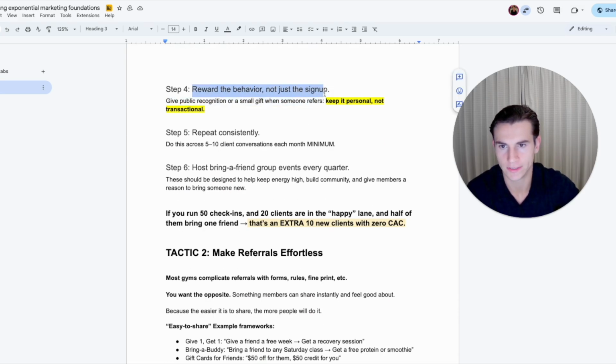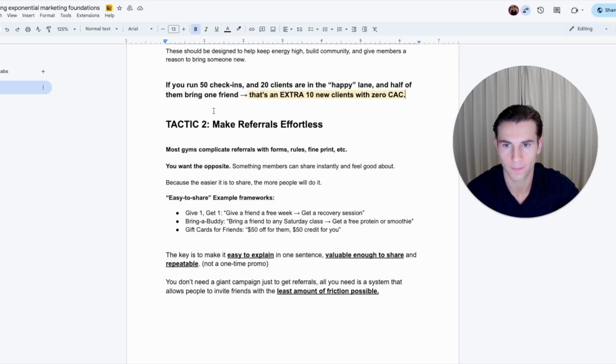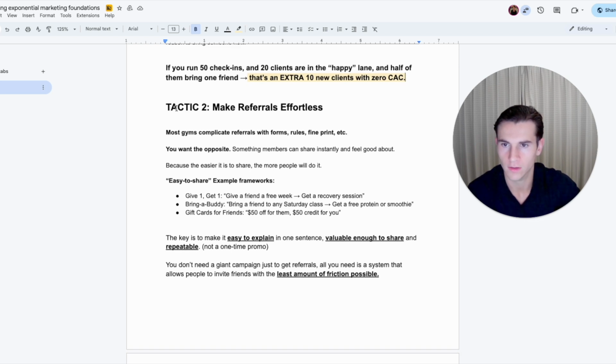Reward the behavior, not just the sign up. Repeat consistently, and host a friend group event every quarter. It's a great way to just get free clients. So if you run 50 check-ins and 20 clients are in the happy lane and half of them bring one friend, that's an extra 10 clients with zero cost to acquire a client. Costs $0.